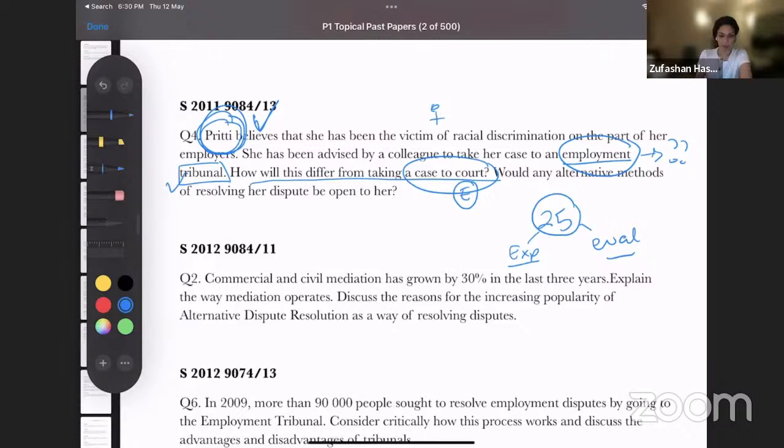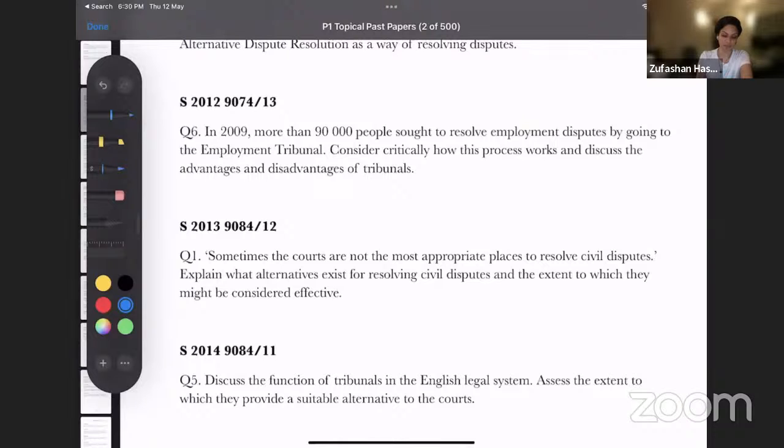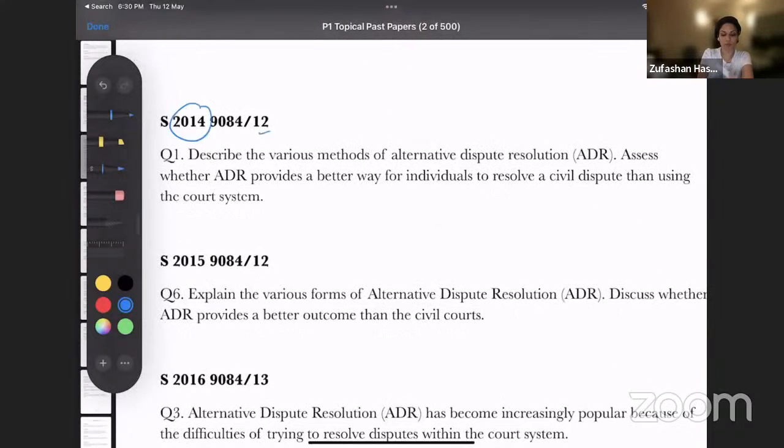All right. A simpler question can maybe look like this one. 2014, variant 2, summer examination. Describe the various methods of ADR.